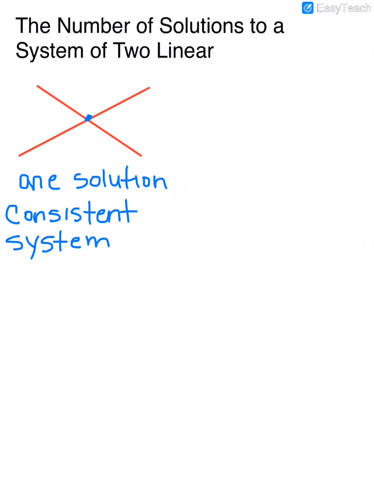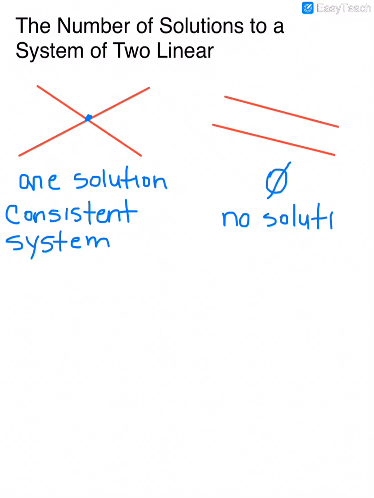But we could also have two lines that never cross each other. Well, we know that parallel lines never cross each other. So if they don't cross each other, then that means they don't have a solution. So this would be no solution. We could either write a 0 with a slash through it, or we could just write out that there's no solution. And a system like this is called an inconsistent system.